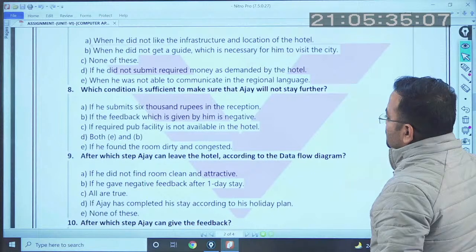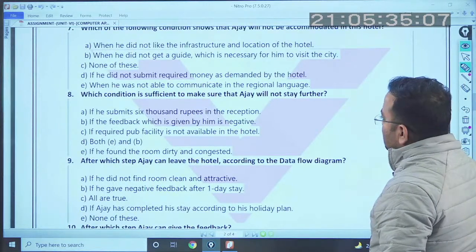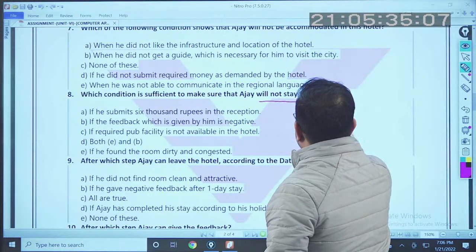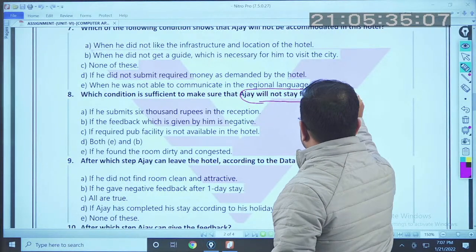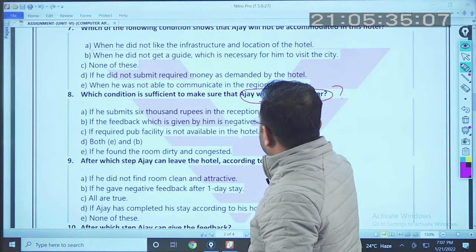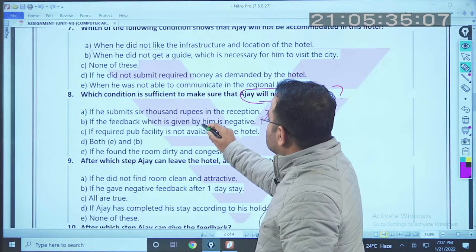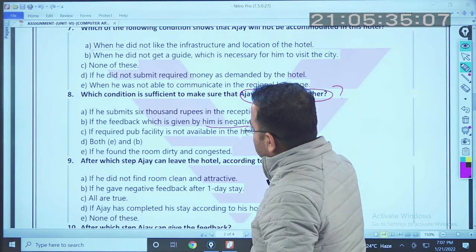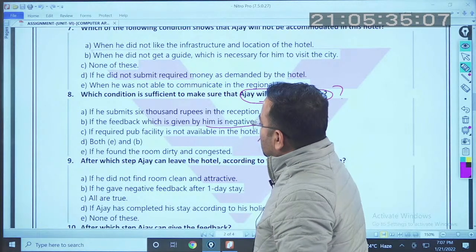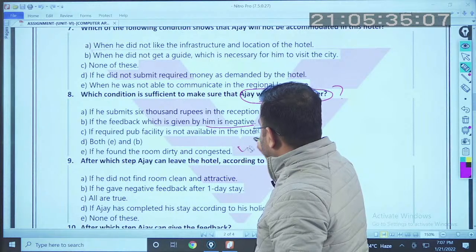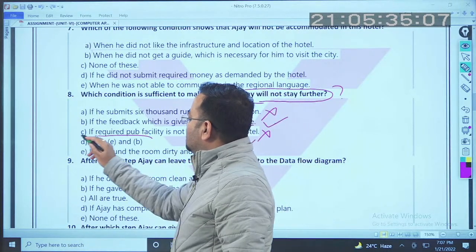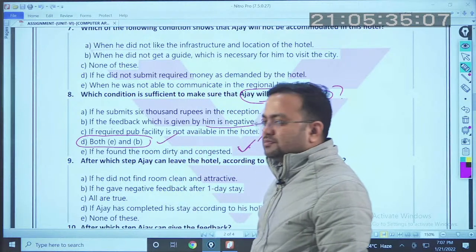Question number 8. Question number 8 is, which condition is sufficient to make sure that Ajay will not stay further? Let's see. If he submits 6,000 rupees, no, it is wrong. If the feedback given by him is negative, yes, this one is correct. If the required pub facility is not given, no. If he found the room dirty and congested, yes, this is correct. So option B and option E are correct. That's why here the answer is D.